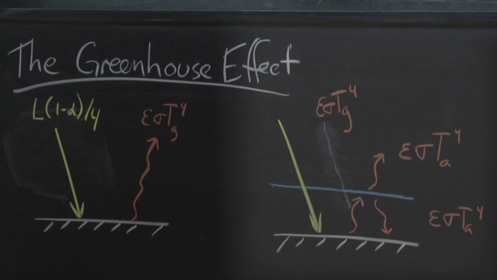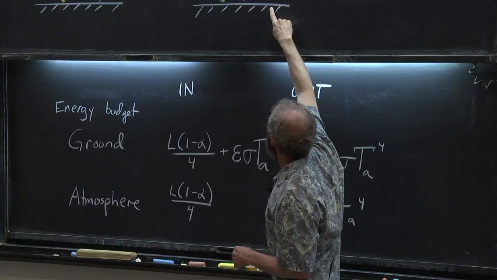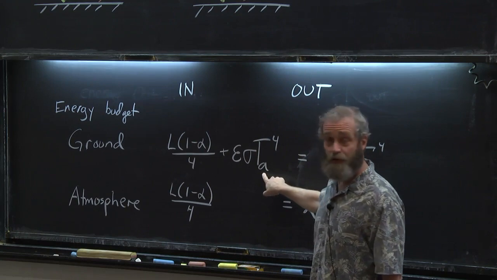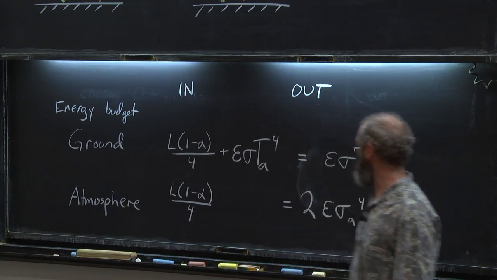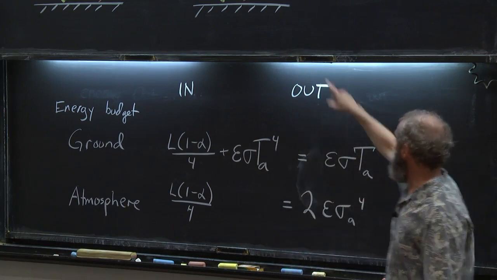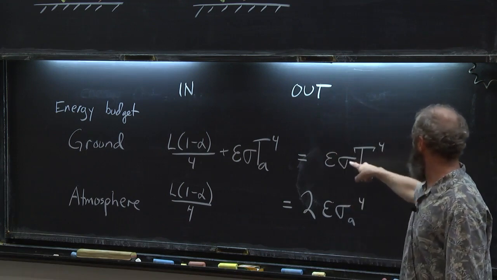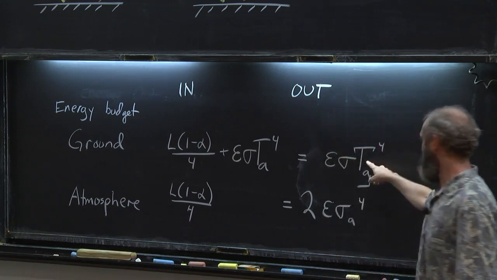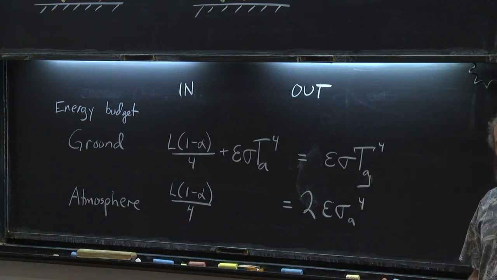So what's coming into the ground here, we've got the same sunlight as before, and we have this arrow of infrared coming down from the sky. And so that's epsilon sigma temperature of atmosphere to the 4th power. That's what's coming in. And then what's going out of the ground is just sigma T temperature of the ground to the 4th power there.